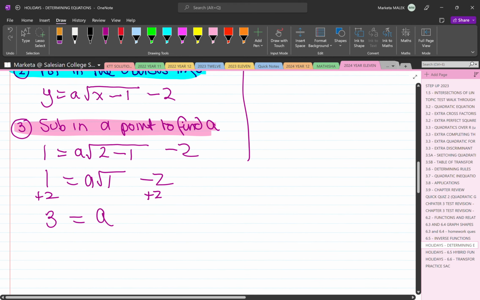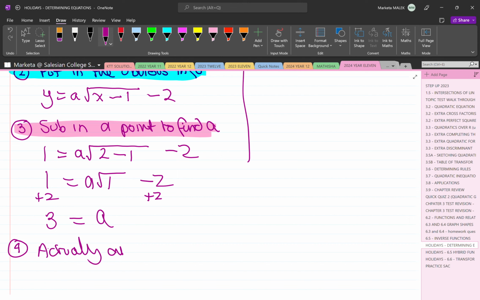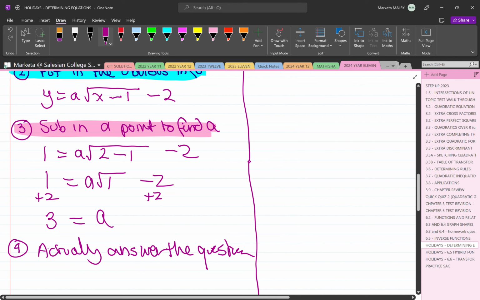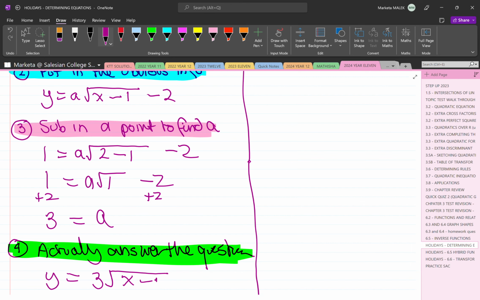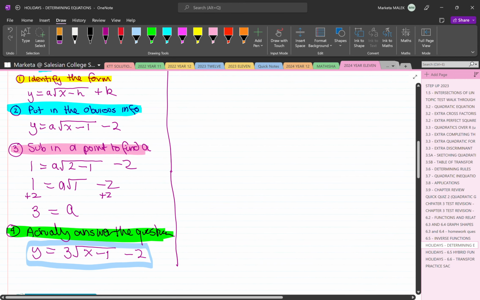So our final step is to actually answer the question, which is always the final step. Although I didn't cut out what the question said, this is asking us to find the equation of that root graph. So if we're finding an equation of the root graph, well, we need to actually put the a value into the equation too. So make sure you finish your working out by saying y equals 3 root x minus 1 minus 2. And that will be your final answer. So we solved for a, we've got h and k in there. Make sure we actually put it all together for the final answer.